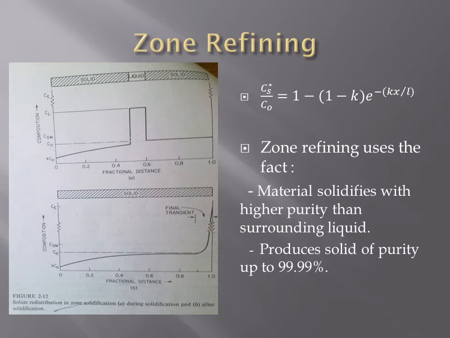Zone refining is a practical application of the above mentioned case. It uses the fact that material solidifies with higher purity than surrounding liquid. Concentration of solid formed is given by the following equation: Cs star upon C0 equal to 1 minus (1 minus K) e to the power minus Kx upon L. It produces metals of purity up to 99.99%.